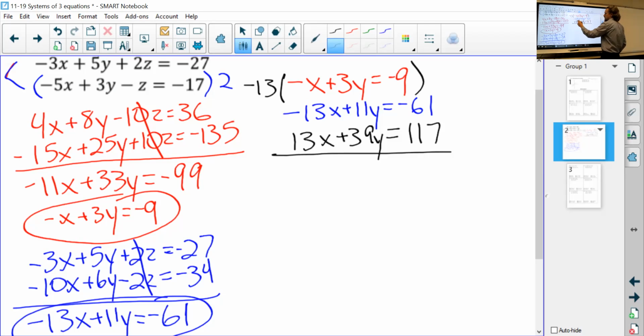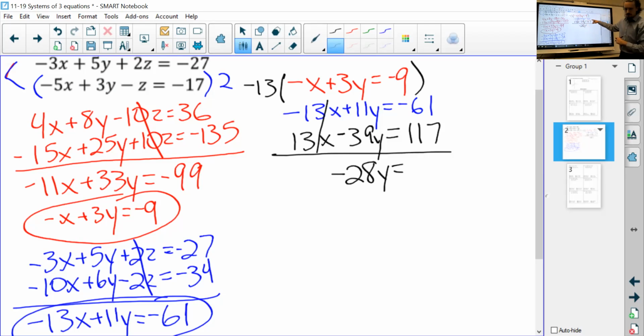So now I can look at these two. I add them together, 13x, those cancel. 11y and 39y. Wait a minute. I missed a sign. Oh, this is supposed to be negative times positive. I'm sorry. Trying to go quick and make mistakes. That's why we take our time. It's negative 13 times positive 3 is negative 39. All right. 11 minus 39 is negative 28y.